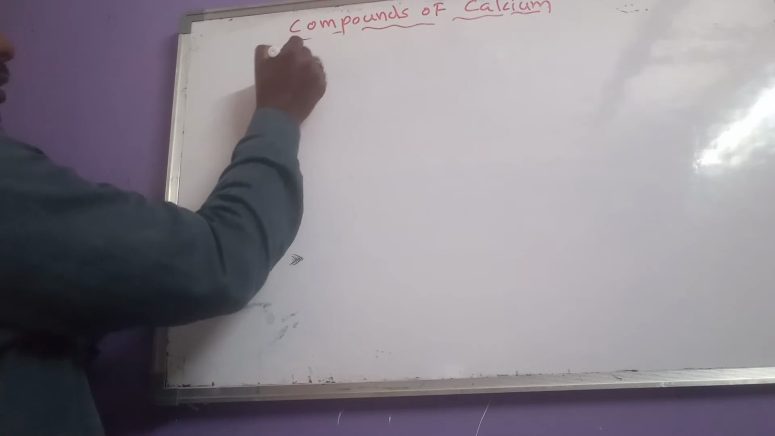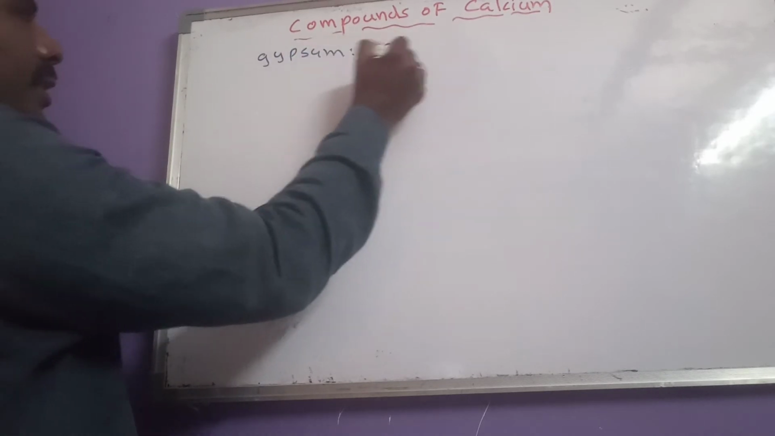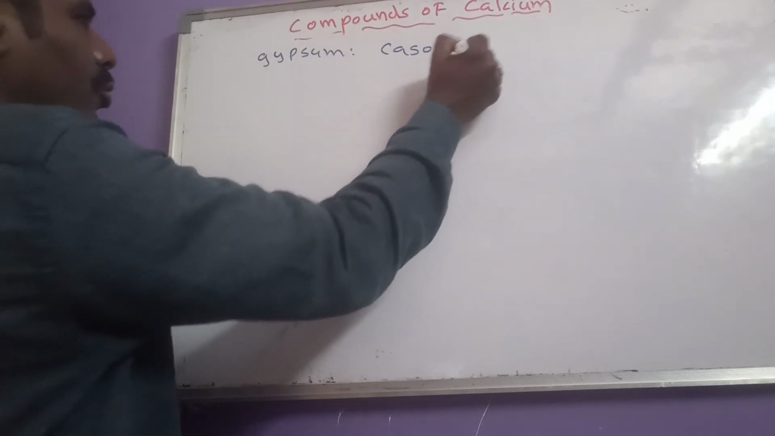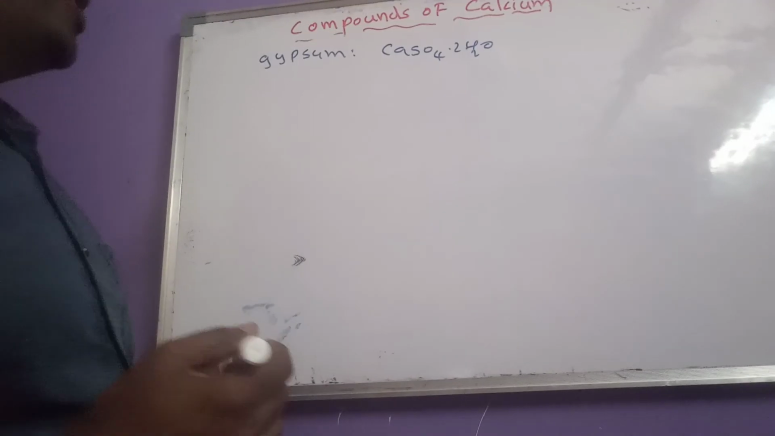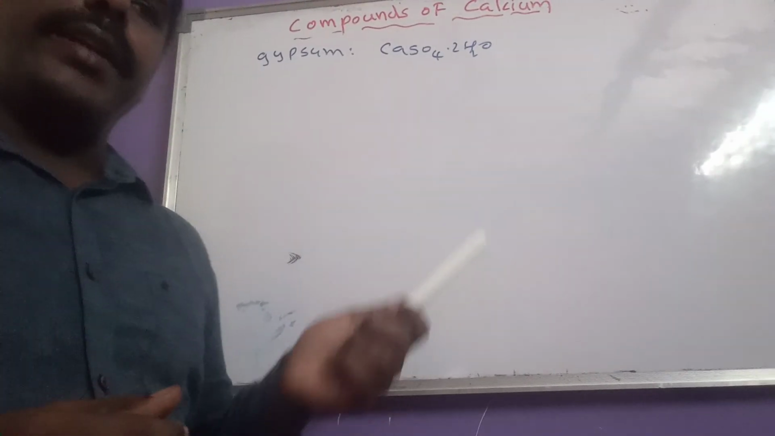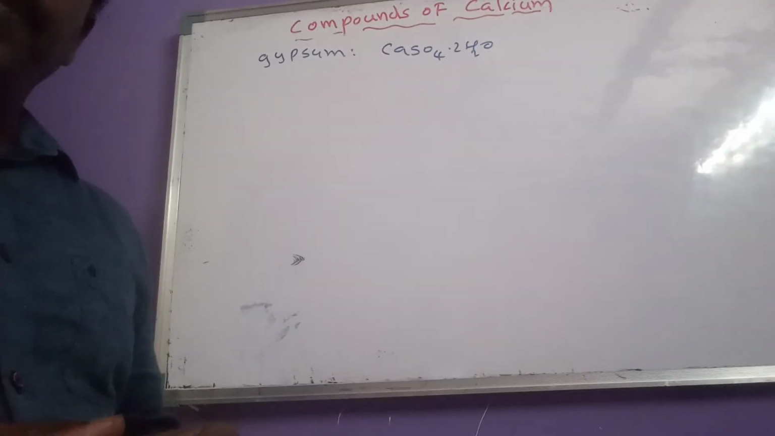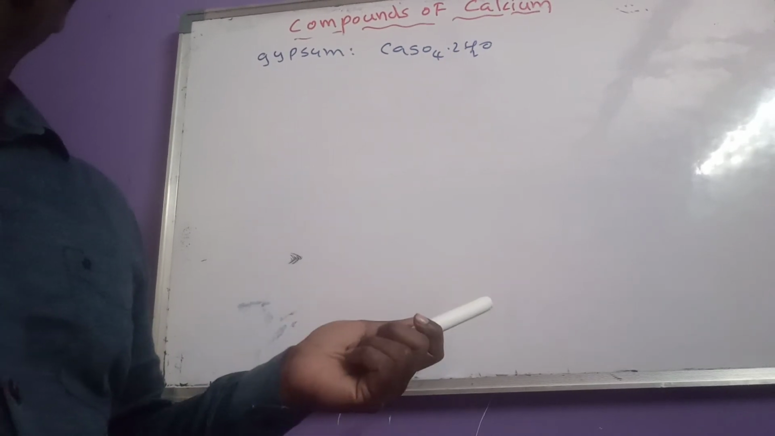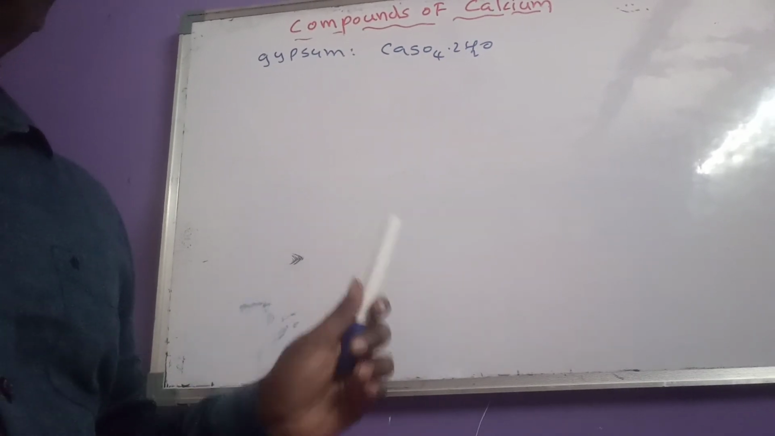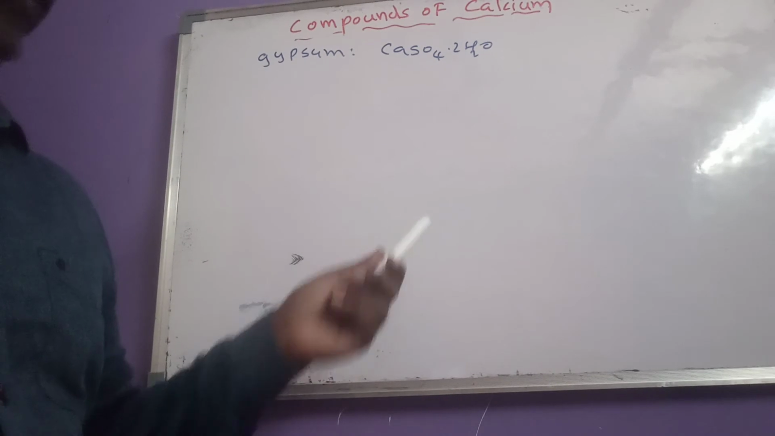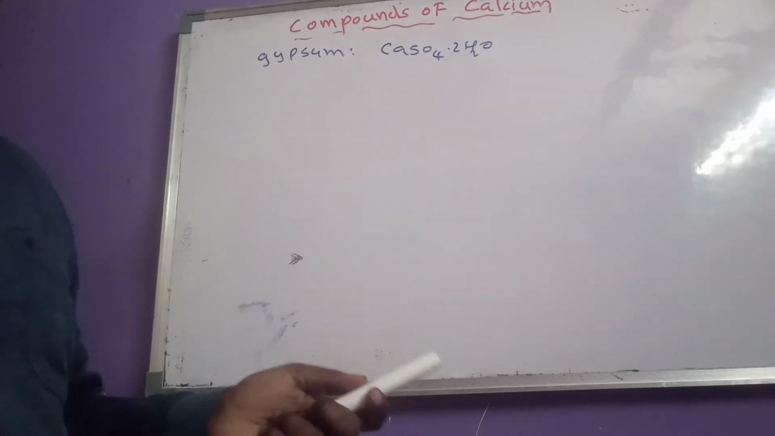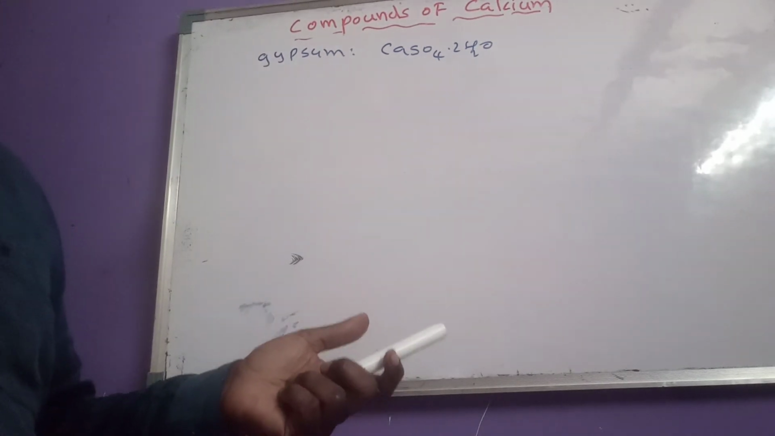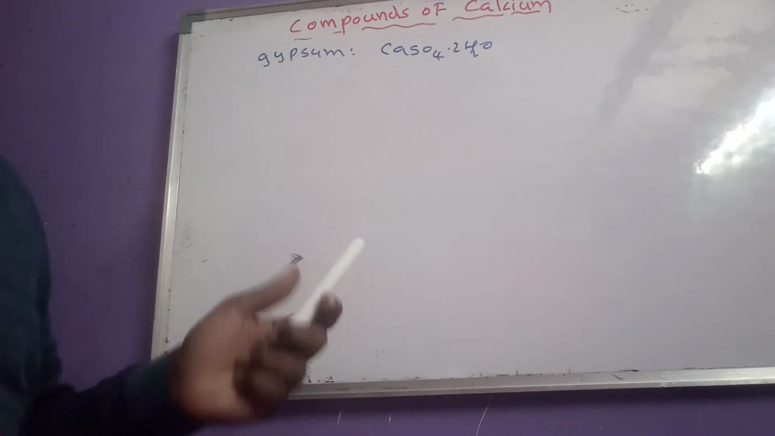Gypsum. The gypsum formula is CaSO4 2H2O. So calcium sulfate dihydrate is known as gypsum. It is naturally available, no need to prepare it. Naturally available material is gypsum. And what are the important properties of gypsum and uses? Let us see here.